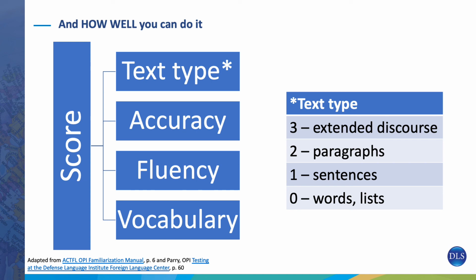Accuracy, of course, refers to correct grammar, correct pronunciation. Fluency is the ease with which you speak, how many pauses you have, how easily or how quickly you're able to speak. And then, of course, vocabulary refers to how correct your vocabulary is and the range of vocabulary that you have.